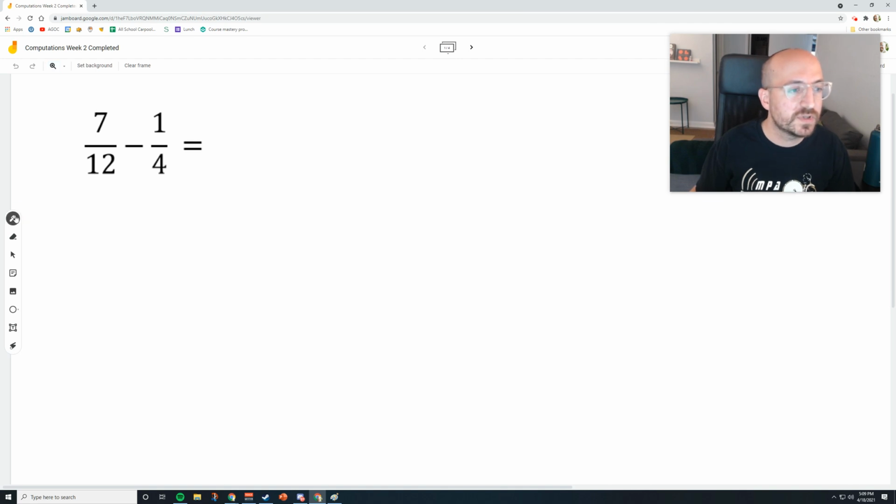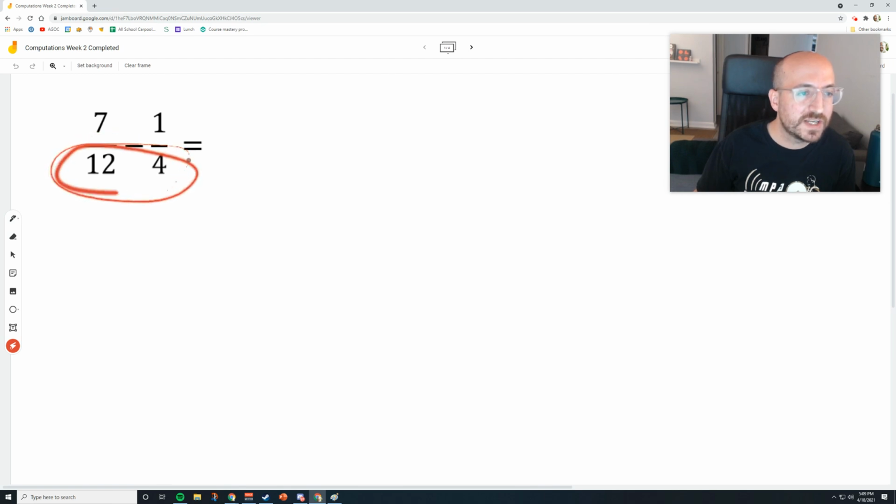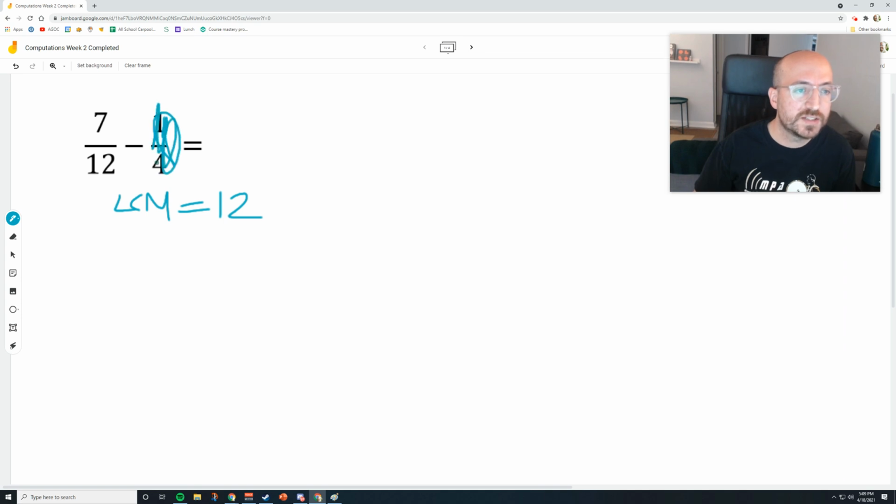Let's go through the first one, subtraction of fractions. Houston, we have a problem. We have different sized pieces. So, the most efficient way would be to get them to have common denominators. The least common multiple is 12. So I would change this because I know 1/4 is equal to some 12ths. Times 3, times 3.